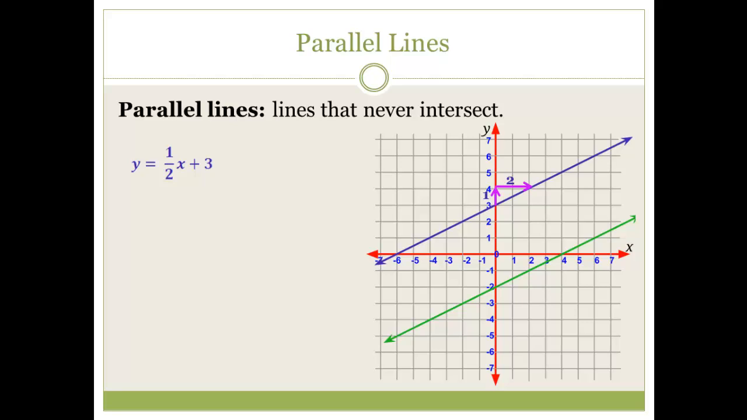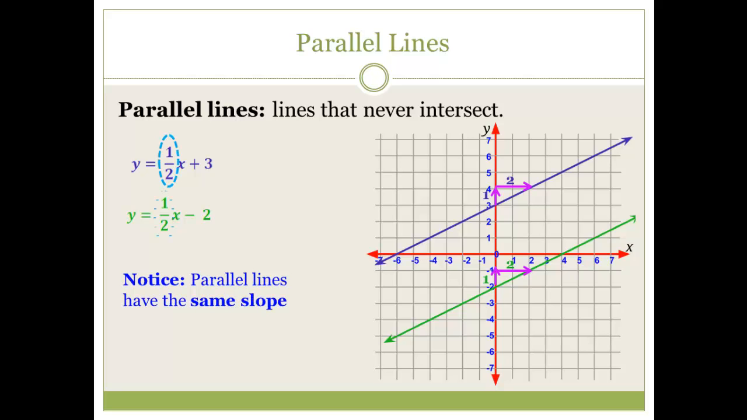The green line has a rise of 1 and a run of 1, which means the slope is also half. The equation for the green line is y equals half times x minus 2, where negative 2 is the y-intercept. If equations have the same slope but different y-intercepts, then the lines are considered to be parallel.